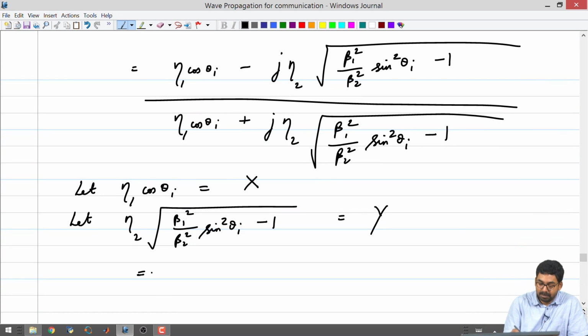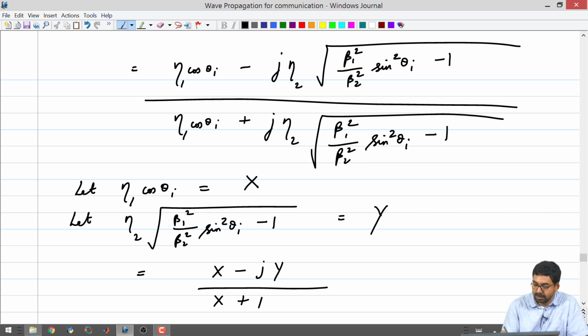So, the formula would now look like x minus j times y divided by x plus jy, okay. So, the reason for bringing that minus 1 out and then writing it in terms of j is to write it in a form of ratio of two complex numbers that are conjugates of each other, okay. And there is a reason to do this again.